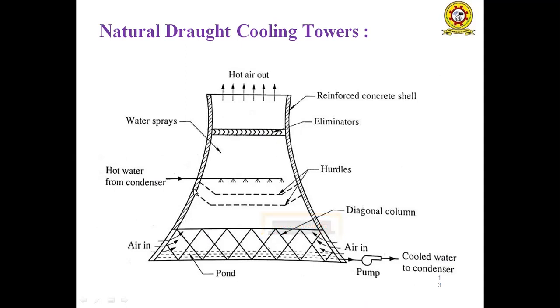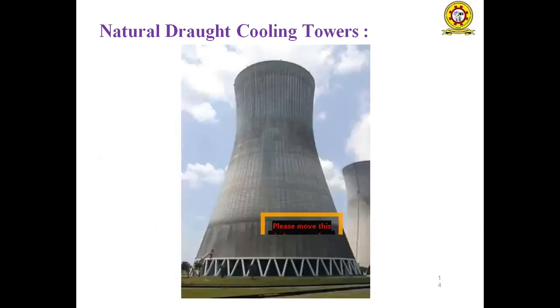So there will be an exchange of heat between the hot water from the condenser and the air. The temperature of the air increases, and the hot air coming out is sent out of the natural draught cooling tower based on the density difference, and the cooling water is circulated to the condenser. So this is the concrete hyperbolic cooling tower.